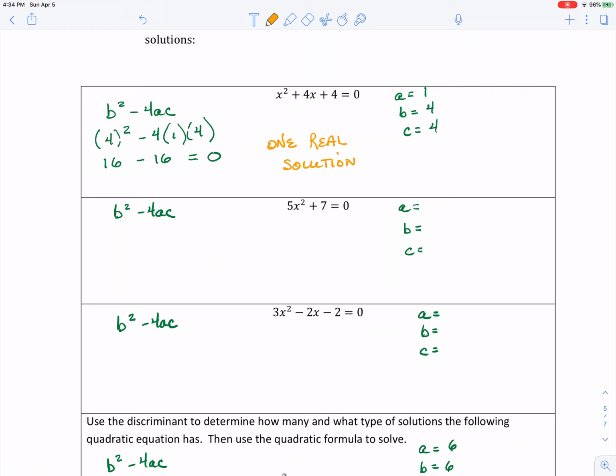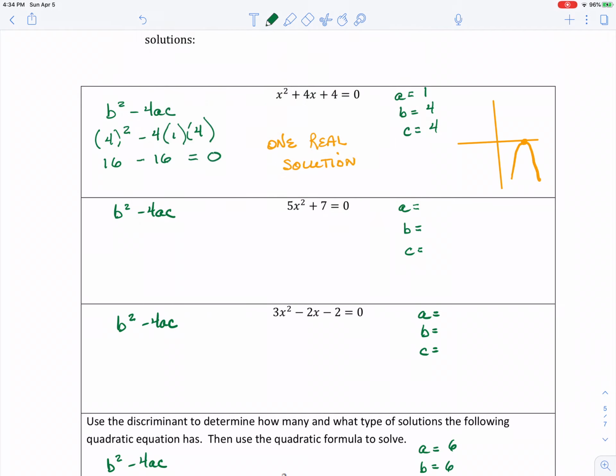And again, if we were graphing something like this, I'll flip this one the other direction since I had the other one turned the other way. You would expect a parabola that only touches the x-axis once.